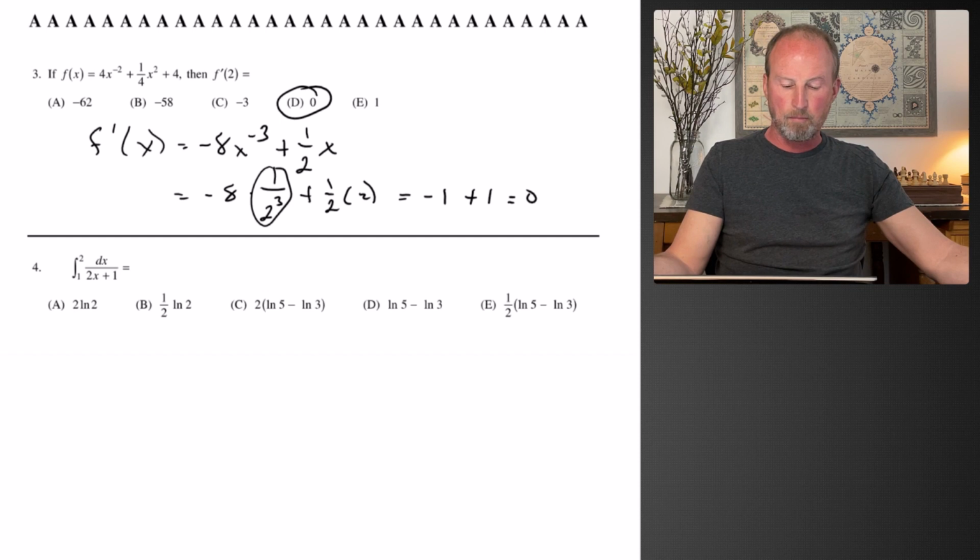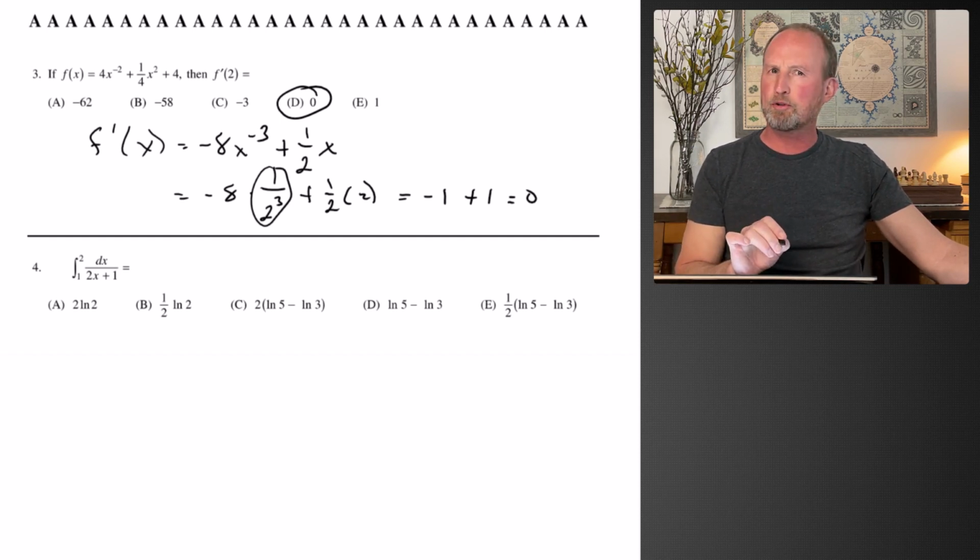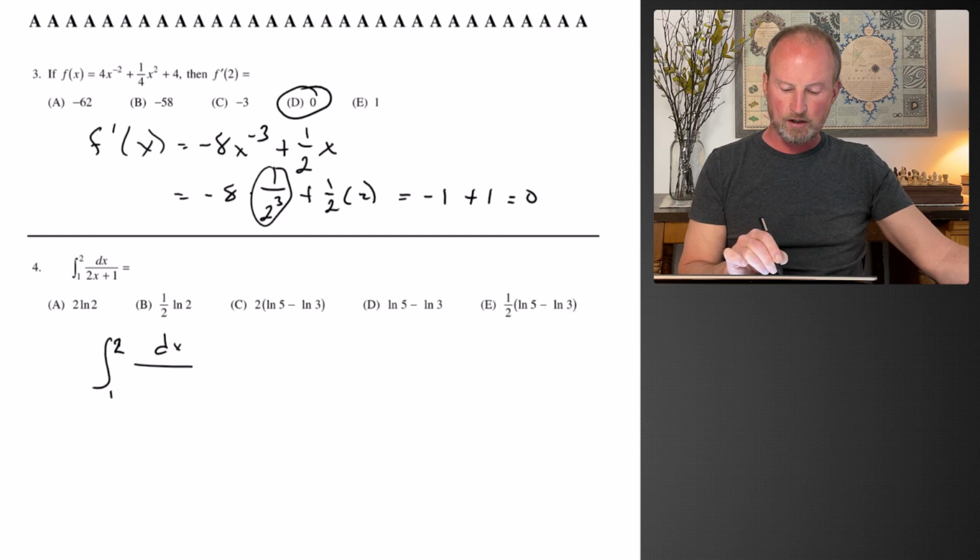Question 4. I'm going to do u substitution, but I'm not going to do it formally. So I'm going to think of my 2x plus 1 as my u. The function whose derivative is 1 over something is natural log. So this becomes a natural log of 2x plus 1.